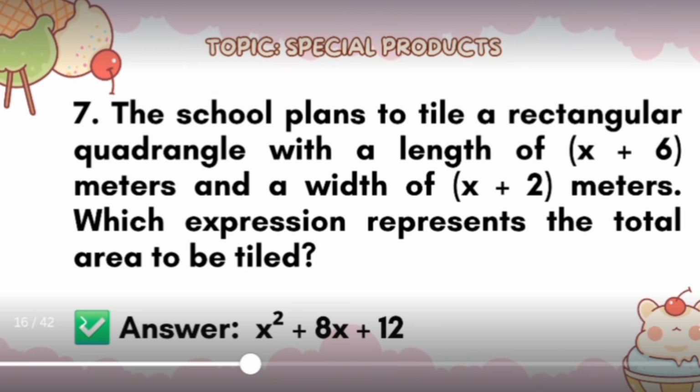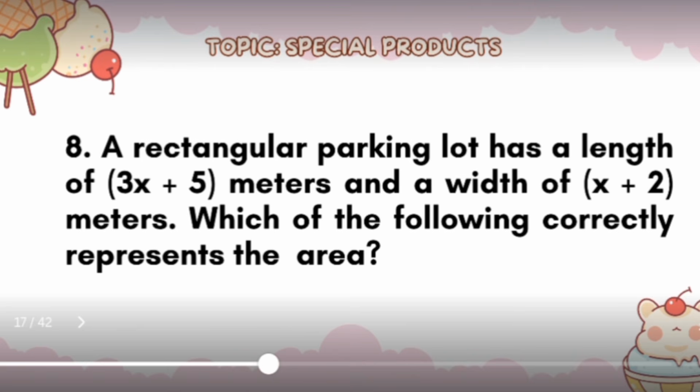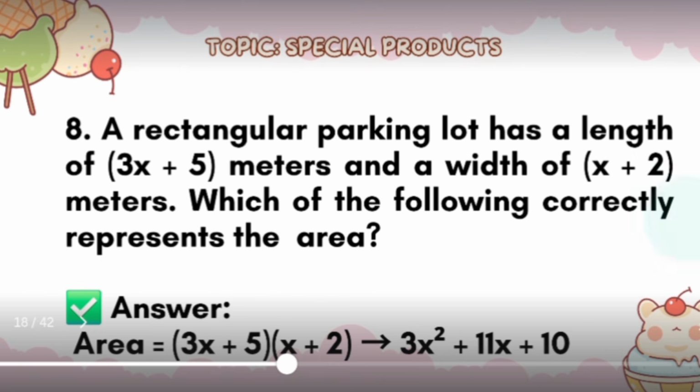Please go back to the concept of special products and multiplication of polynomials if you are having confusion on how to use the FOIL method. Question number 8. A rectangular parking lot has a length of 3x plus 5 meters and a width of x plus 2 meters. Which of the following correctly represents the area? Since the area is length times width, we multiply 3x plus 5 meters and x plus 2 meters. Applying the FOIL method, we have the final answer as 3x squared plus 11x plus 10.